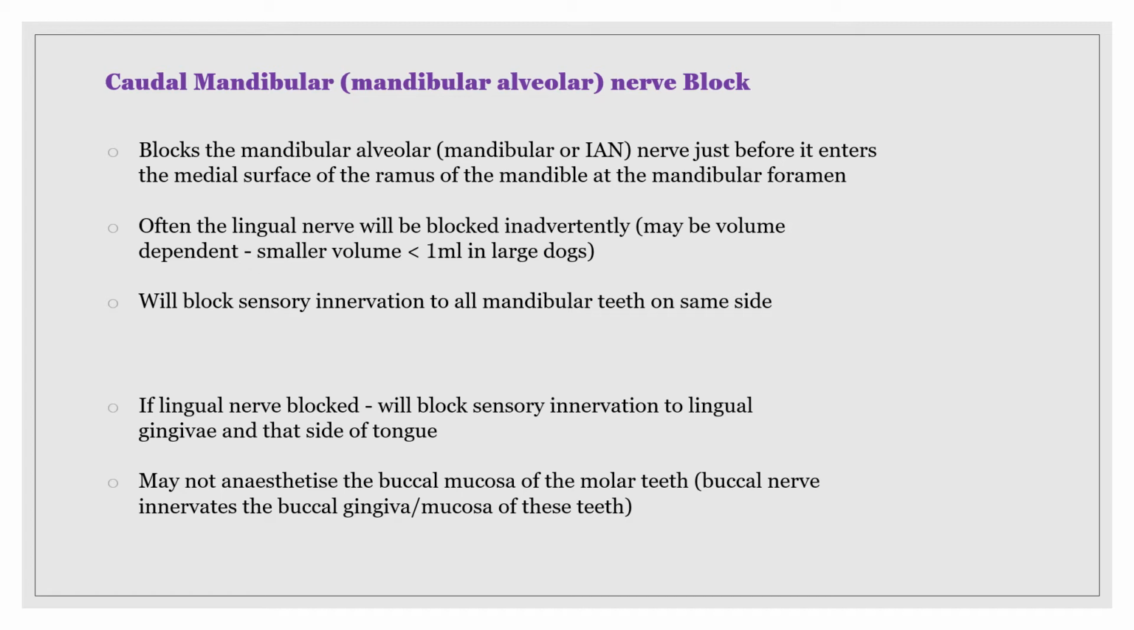Now, if this nerve block is successful, it will block sensory innervation to all the mandibular teeth on that side of the mandible. And as we mentioned before, it'll block the lingual nerve and the lingual gingiva and that side of the tongue. You may not completely block the buccal mucosa. The buccal nerve innervates the buccal mucosa, but normally with the volume of anaesthetic agent that we give, we should actually block the buccal nerve.